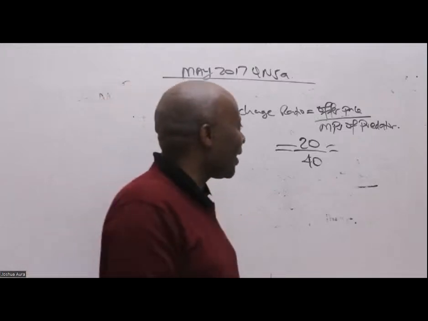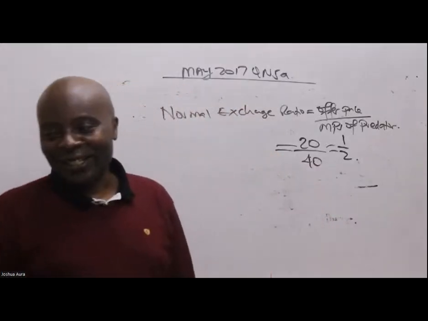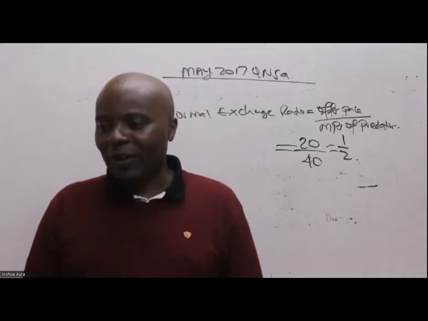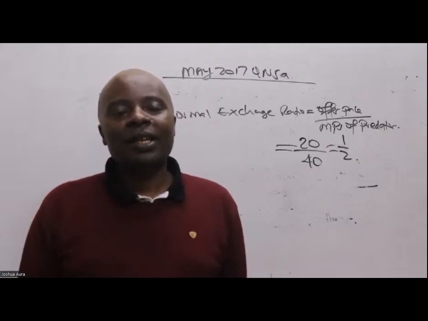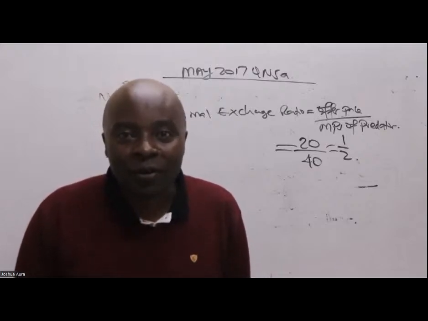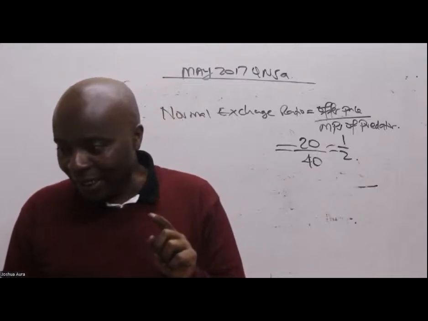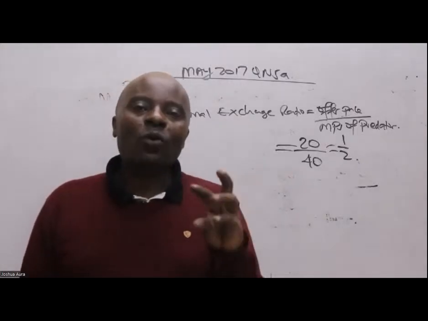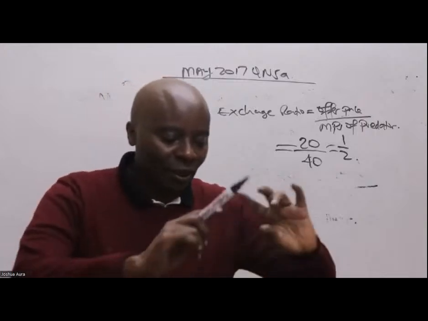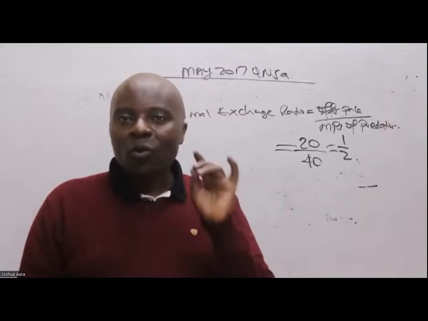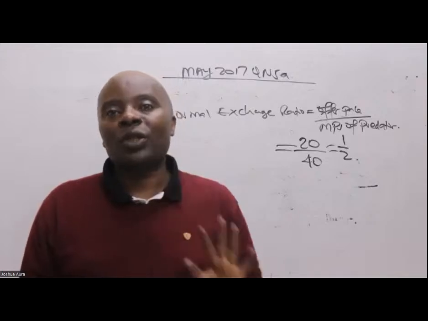So 20 over 40 gives me a half. We don't write just 0.5. Exchange ratio can never be written as a decimal. Don't forget that. Exchange ratio shall always be written in the form of a fraction. So come back to the hint: whenever you are given an offer price, which for your revision you can note in brackets as shillings 20, always compute the normal exchange ratio.